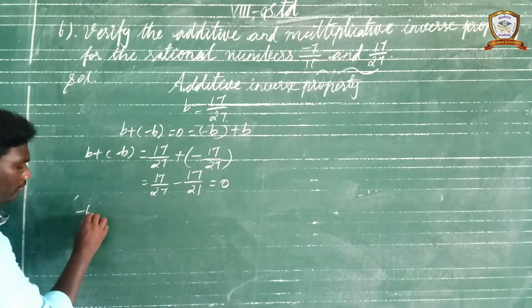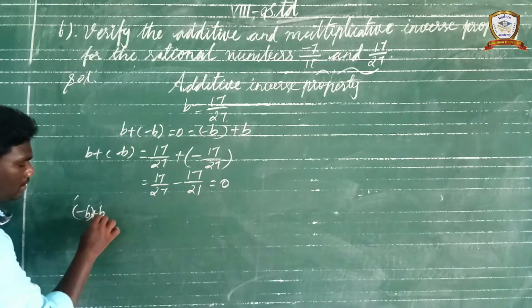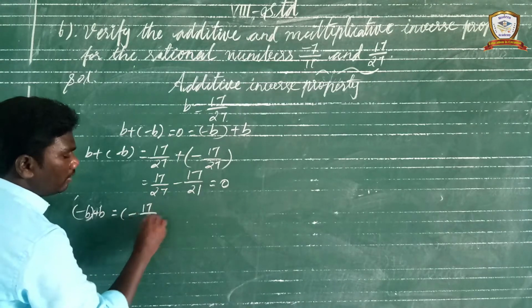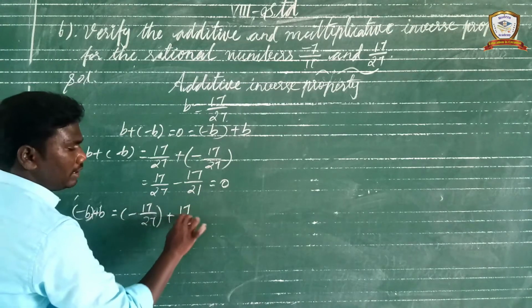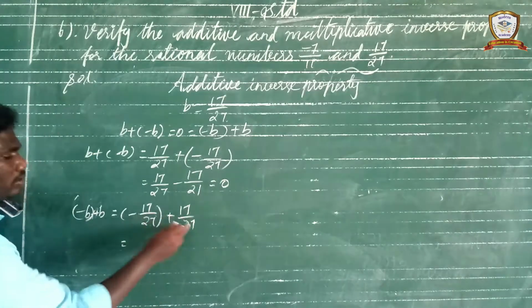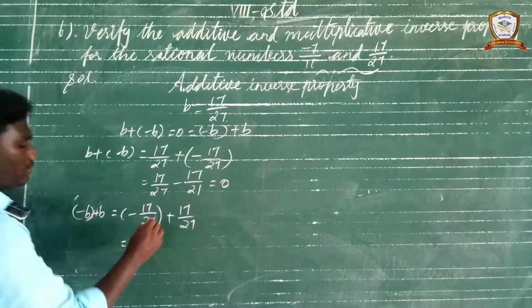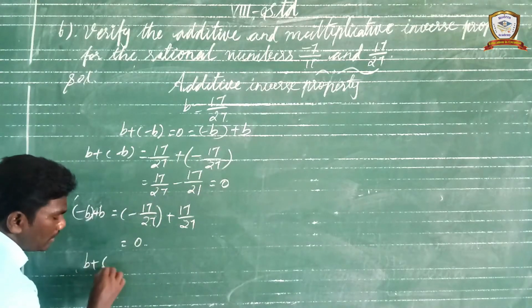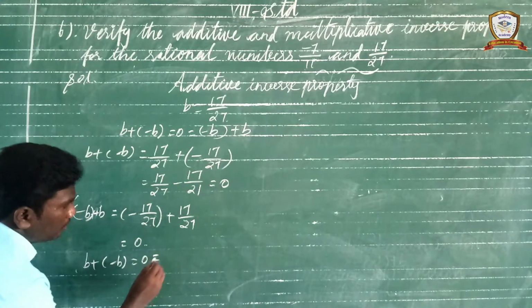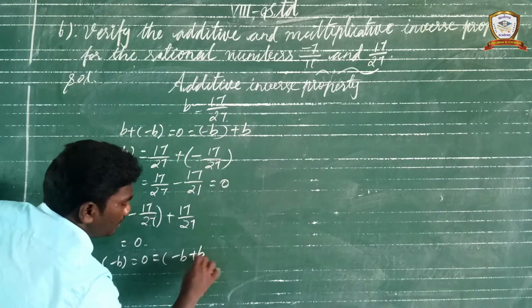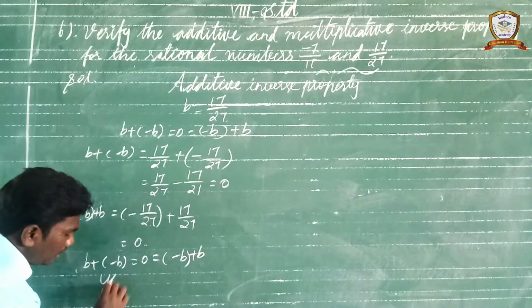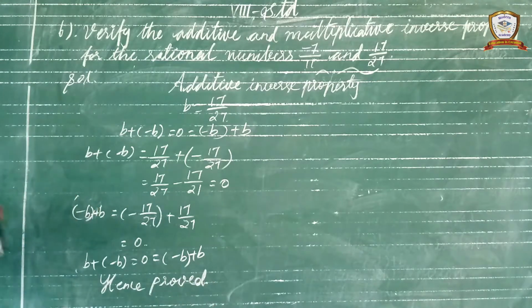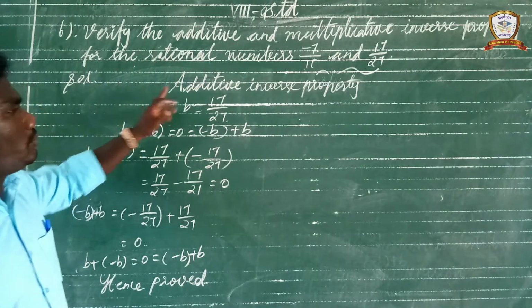The next one, minus b plus b. Minus b is minus 17 divided by 27, plus 17 divided by 27. Both also have different signs, so we subtract and the answer is 0. Therefore both are equal: b plus (minus b) is equal to 0, is equal to minus b plus b. Hence proved. Are you clear? So the additive inverse property is finished.